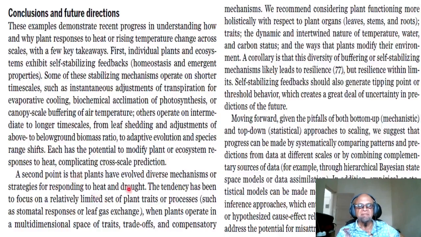The second point is that plants have evolved diverse mechanisms or strategies for responding to heat and drought. The tendency has been to focus on a relatively limited set of plant traits or processes, such as stomatal responses or leaf gas exchange, when plants operate in a multidimensional space of traits, trade-offs, and compensatory mechanisms. So it's not one response that works in all locations or all situations. So obviously there are multiple things, optimizations, trade-offs, turning down photosynthesis to deal with heat and so on.